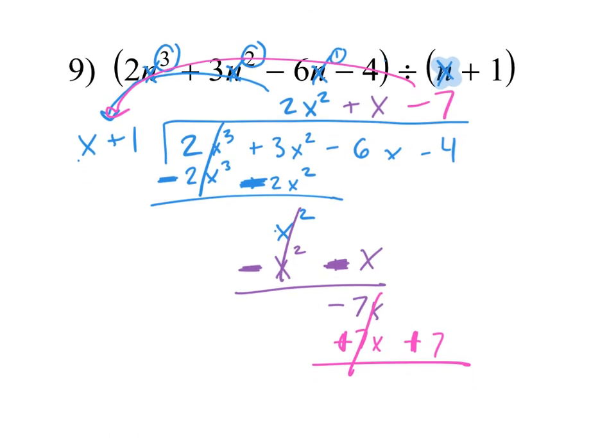They cancel. What do we do with that positive 7? Awesome. What's negative 4 plus 7? 3. What do we do with the 3? Just the remainder. That's our remainder. So our answer is 2x squared plus x minus 7, remainder 3. Or if you had n's, it would be 2n squared plus n minus 7, remainder 3. Any questions?